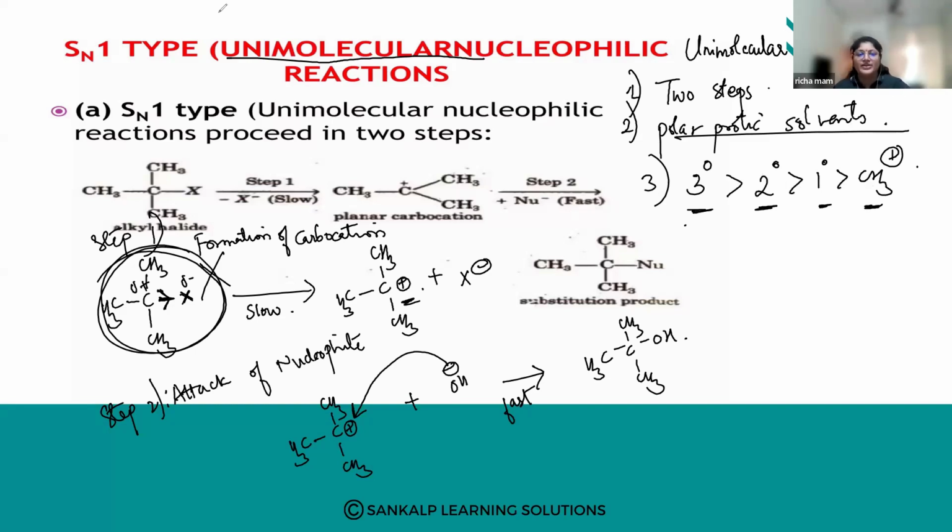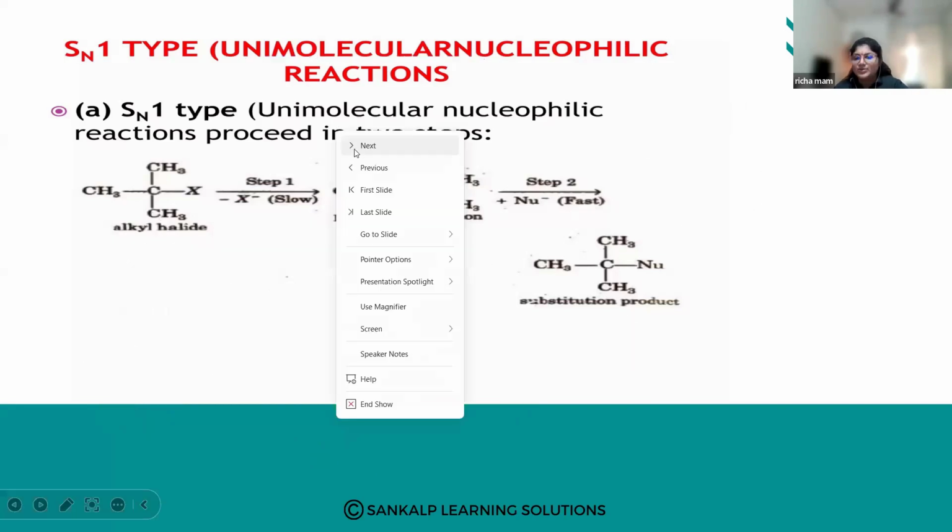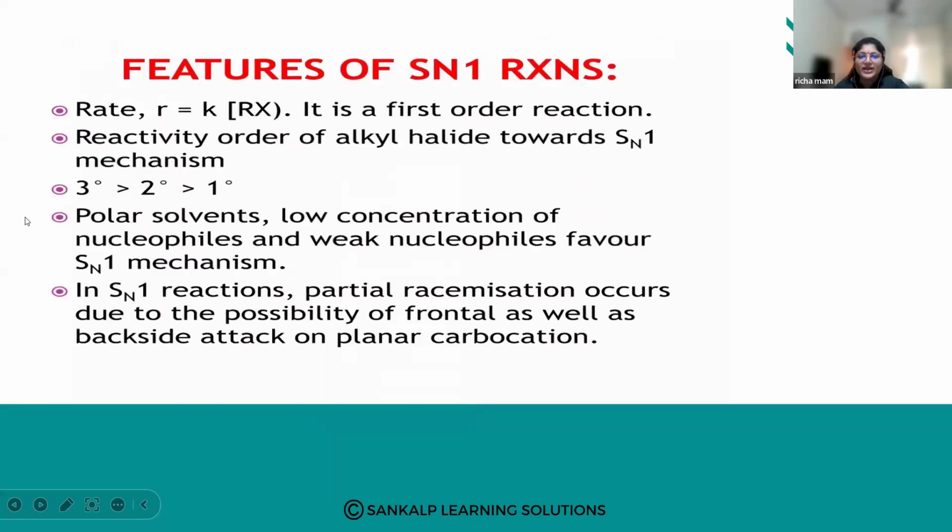The SN1 reaction is very important. Please study it properly, and write the carbocation steps properly, stepwise. The rate of the reaction depends on only the concentration of the alkyl halide, so it is a first order reaction. The reactivity order of alkyl halides towards SN1 is tertiary, which gives the more stable carbocation, then secondary, and then primary. Polar solvents, low concentration of nucleophiles and weak nucleophiles favor the SN1 mechanism.